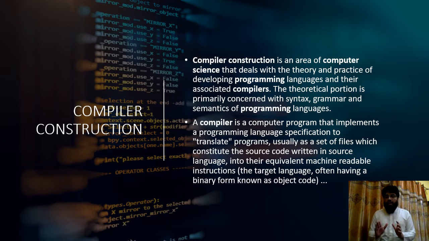Usually as a set of files which constitute the source code written in a source language into their equivalent machine-readable instructions. The target language often has binary form, known as object code, which I already told you about. When you enter a language in a computer in binary form, 0 or 1, then the compiler translates it.